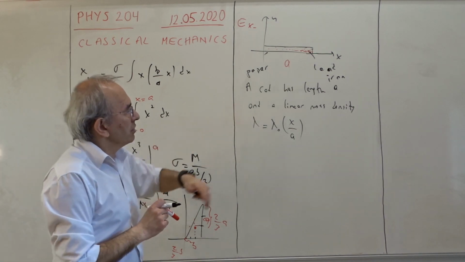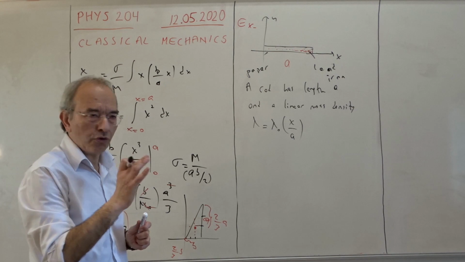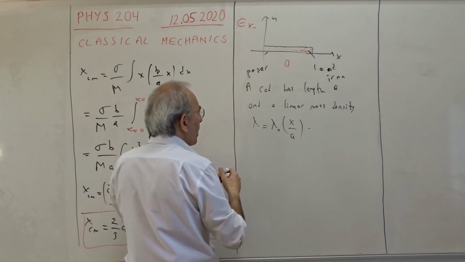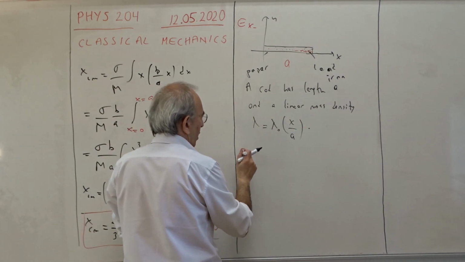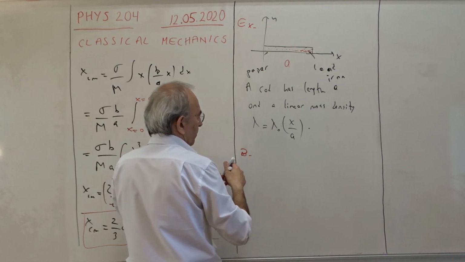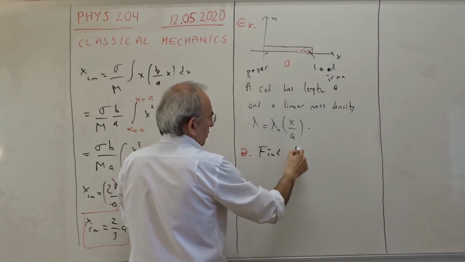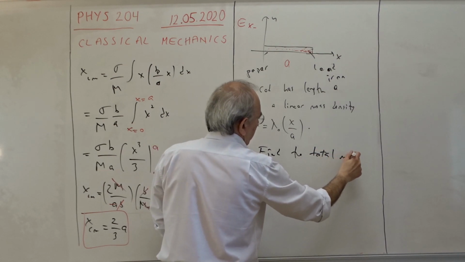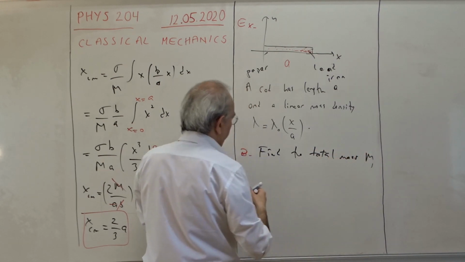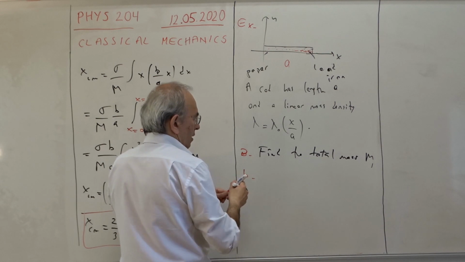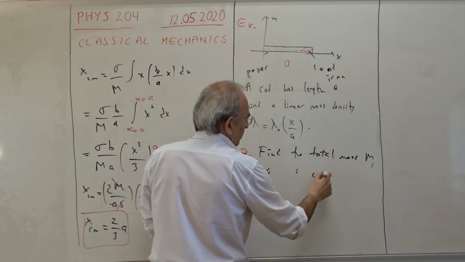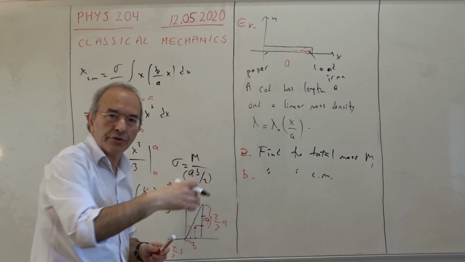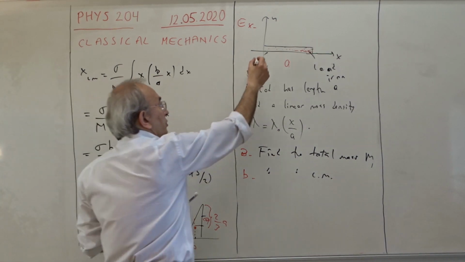All right, everything is given in this form. A, find the total mass, and B, find the center of mass along the rod from the origin, of course. This is the origin.